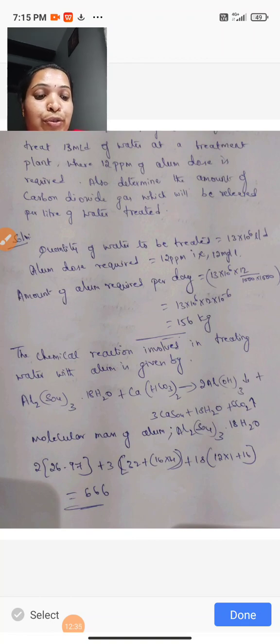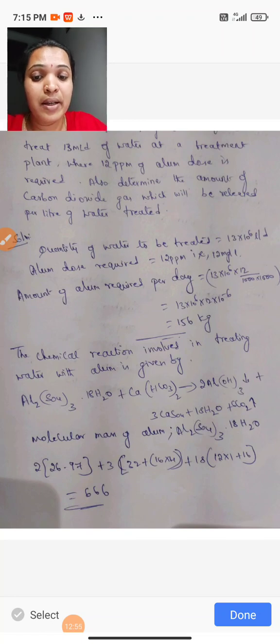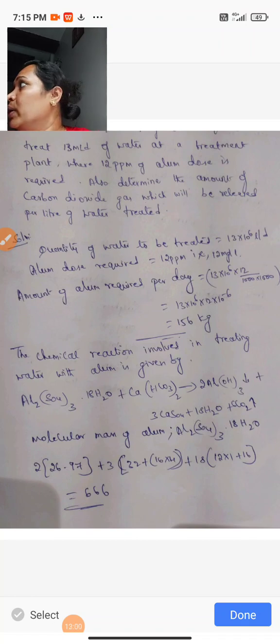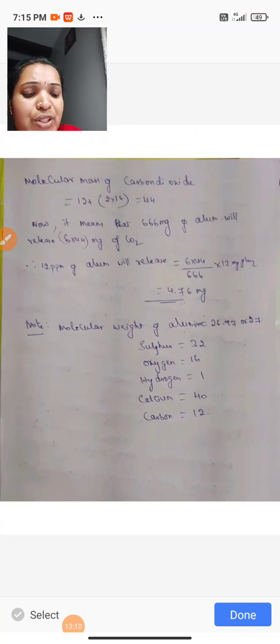Okay, to find out the molecular mass, we can easily remember the alum molecular mass, but you have to substitute and show it: it is 666. The molecular mass of the alum is 666. Then how to calculate the molecular mass of the alum? First we have to know the molecular weight of each component.